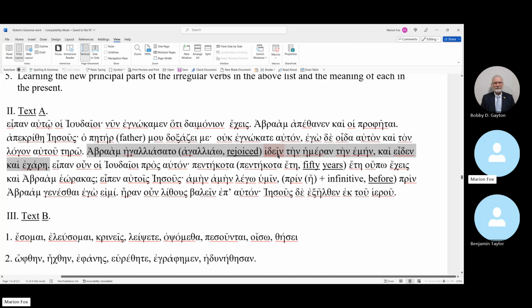So he wants to see, and that's how it's translated, to see with the eye of the mind. So Abraham visualized in his mind the day of Jesus, my day.